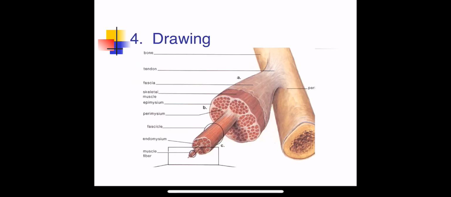Here's a drawing I want you to look over. Basically, on the right, you can see the bone, and then you see the tendon, which attaches the bone to the muscle. And then inside the muscle, you can see all the different components. And at the very bottom, you can see the muscle fiber. You won't be assessed on this tomorrow. I just want you to be able to look at this drawing and understand where the components are.